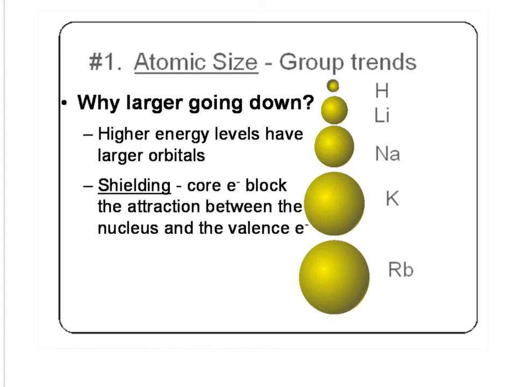So our first trend is atomic size. As we go down a group in the periodic table, the atoms get bigger. They get bigger because we add energy levels as we go down. And as we add energy levels, the valence electrons on the outer side don't feel the protons, or the effective nuclear charge, as much, because they're blocked by all these core inner electrons, so they're shielded.